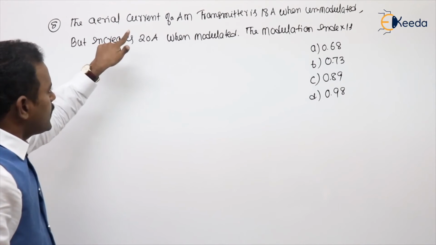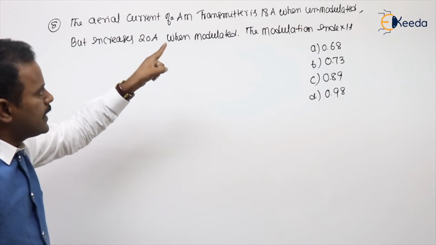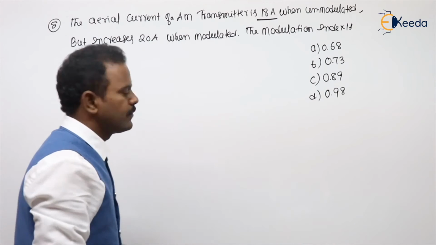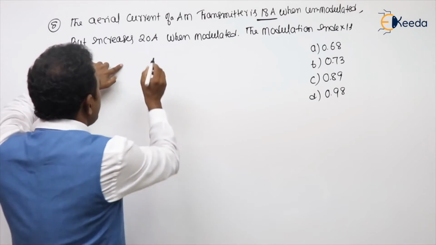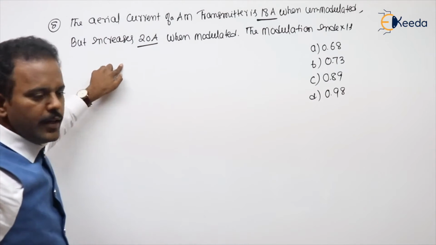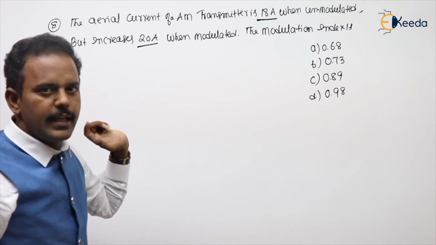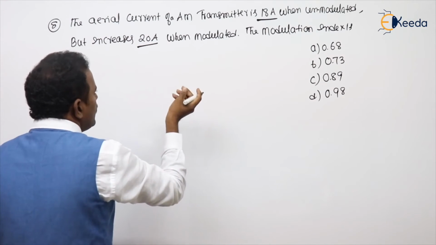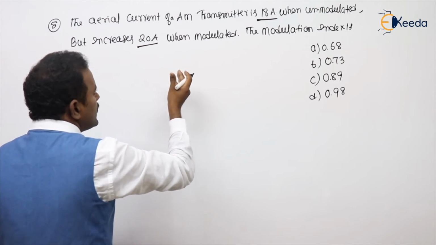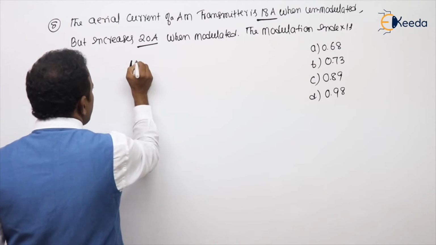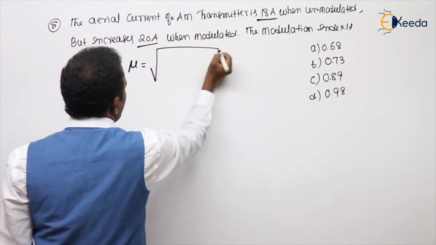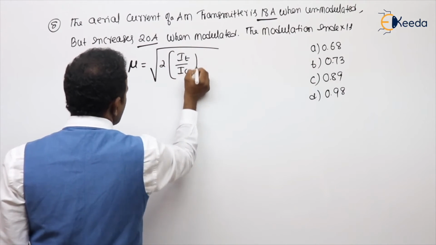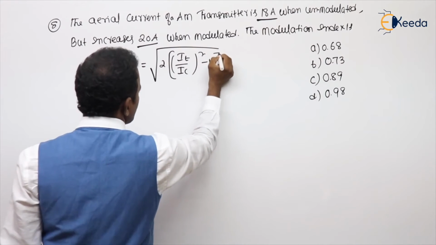The aerial current of an AM transmitter is 18 amperes when unmodulated, but increases to 20 amperes when modulated. The modulation index is, that is the problem. What is the relation between current IT and IC as well as mu? I am directly writing mu equal to square root of 2 times (IT by IC) whole squared minus 1.